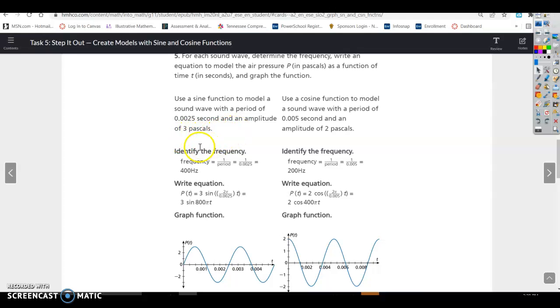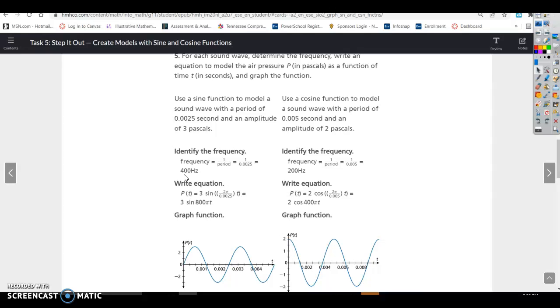All right, so to do that, we're going to identify the frequency. Remember, the frequency equals 1 over the period that was given right above. And in this case, that would be 1 over the number that is given. So it says it has a period of 0.0025. So all we have to do is plug that in and then see what that is.